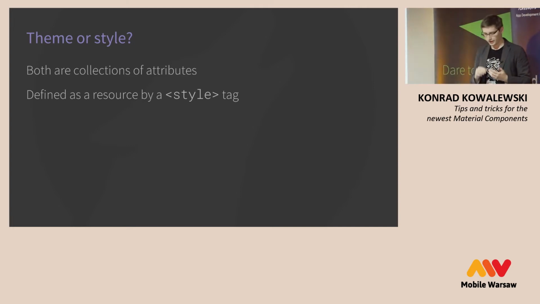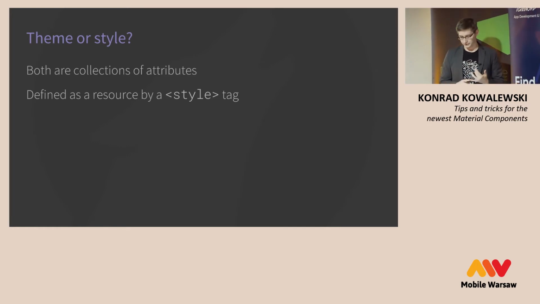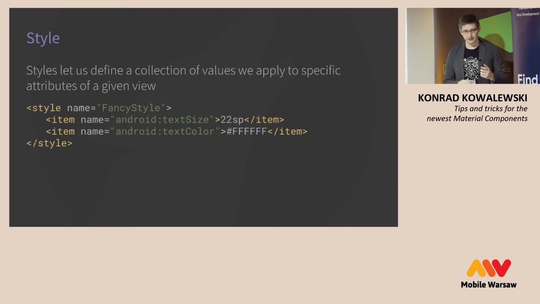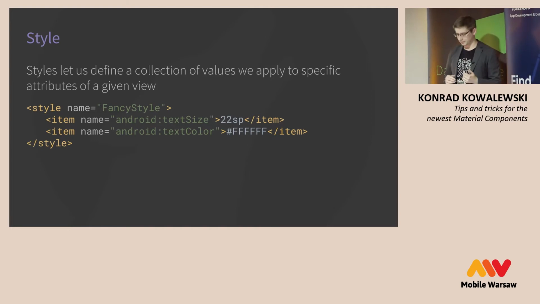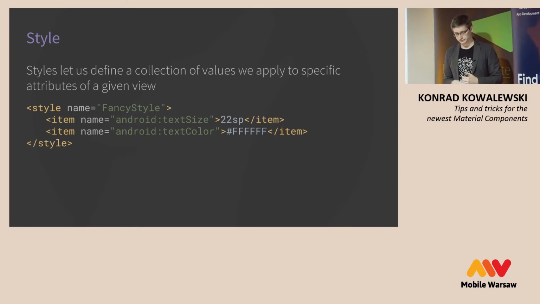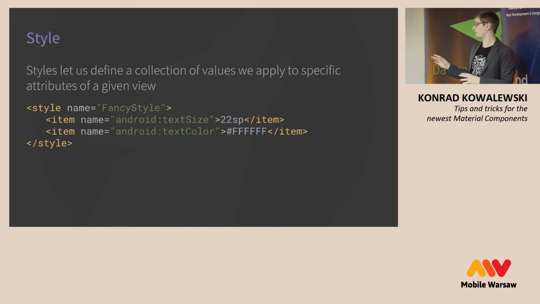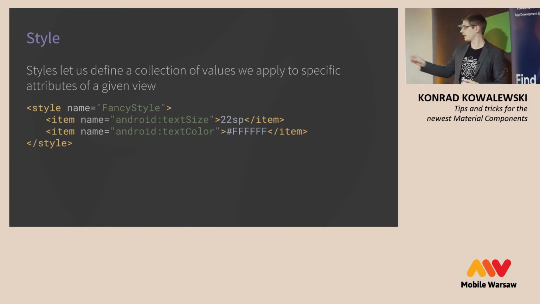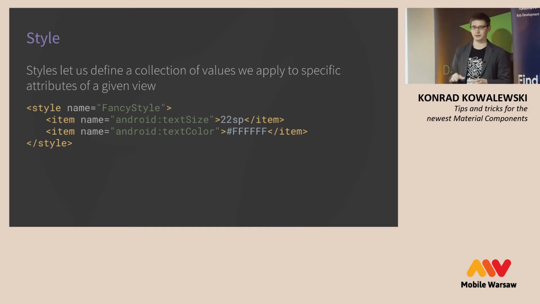If both are collections of attributes, because they are, and are defined as a resource by a style tag, what is the difference between them? A style lets us define a collection of values we apply to specific attributes of a given view. Please look at the example here. The fancy style sets the text view params. We could set them inside our layout in XML, but we can use the style and everything works fine. So we can set those attributes, Android text size and text color, in the XML directly on the view, but we can use the fancy style and it still works. So we set attributes that we would normally set on the view by using the style.